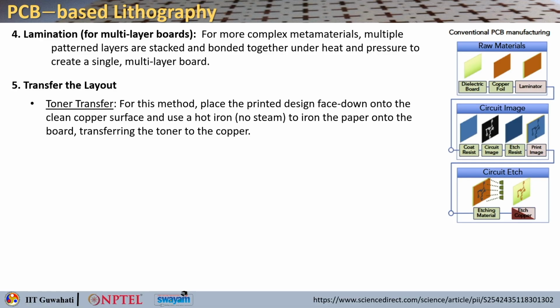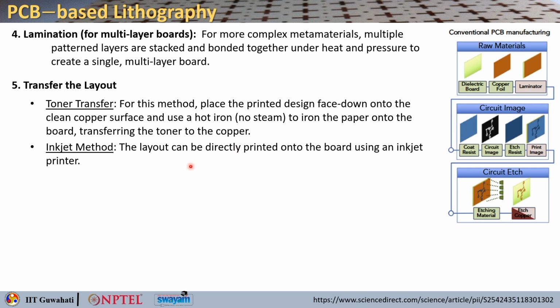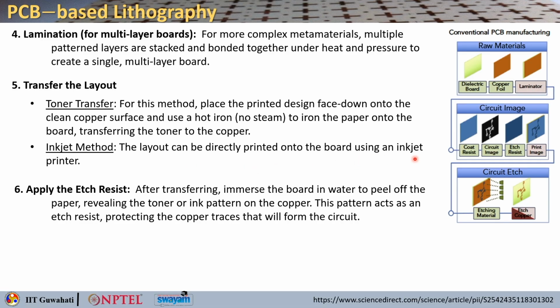In this method, you basically place the printed design face down onto a clean copper surface, and then you use a hot iron, no steam, to basically iron the paper onto the board, and that will transfer the toner to the copper, right? Other methods include the inkjet method that we have just seen, where you can directly print the layout using a conductive ink, okay, using the inkjet printer. And once the design has been done, the last step is this etching.